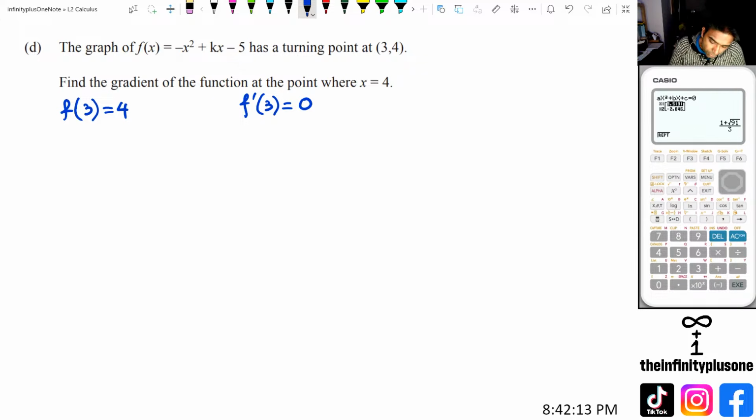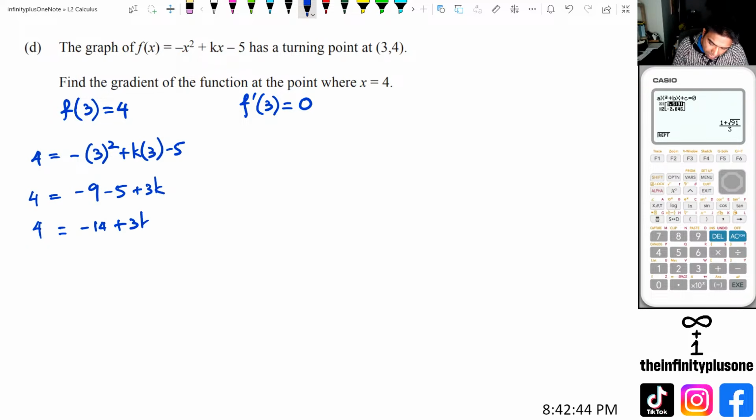So then we can do it two ways. Because f of 3 is 4, we can put this in the original equation as -3 squared plus k times 3 minus 5. So we've got 4 equals -9 minus 5 plus 3k. I've done something wrong, haven't I? -14 plus 3k, rearranging, I get 4 plus 14 is 3k, 18 is 3k, and k is equal to 3. That's one way of doing it.